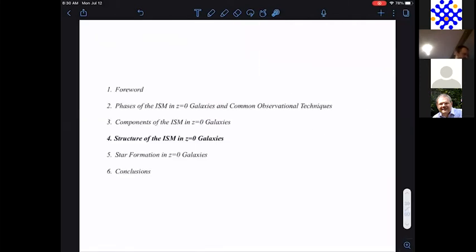All right, so I'm going to say that the last bit of the talk here is going to focus on how the ISM is structured inside these low redshift galaxies. I've listed these as separate topics here, but I'm really going to just present together the structure of the ISM in Z=0 galaxies, and then say a word about the rate of star formation relative to the gas supply.